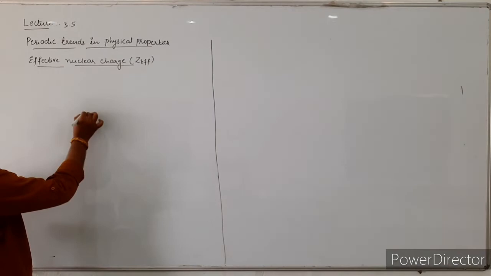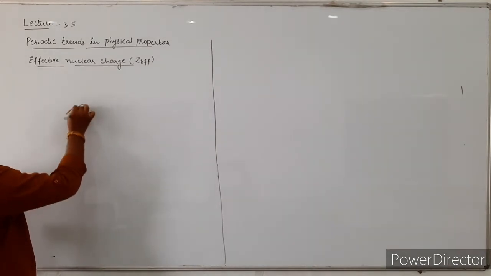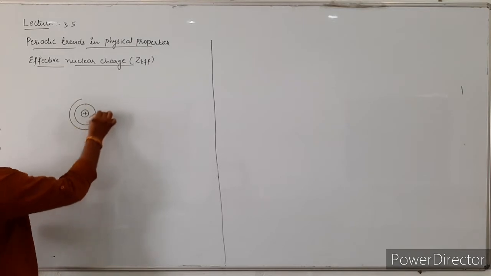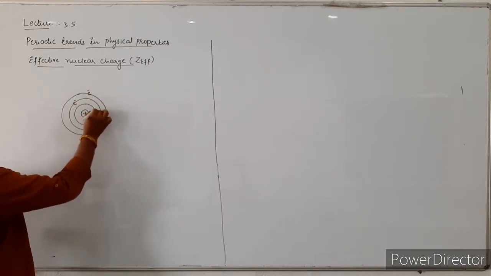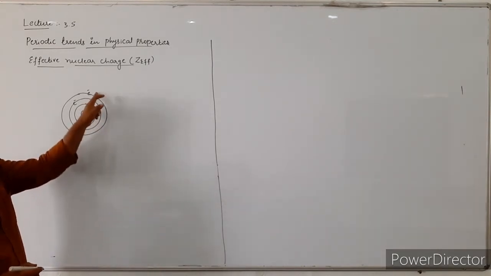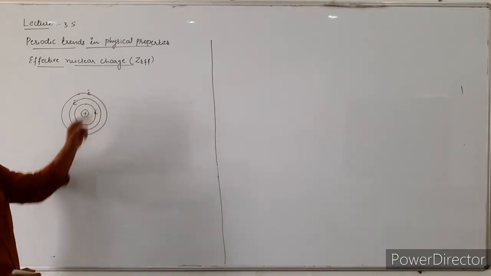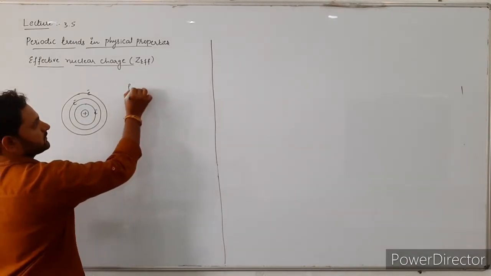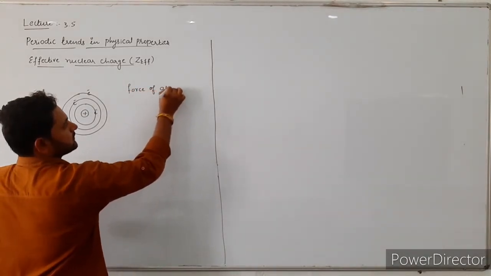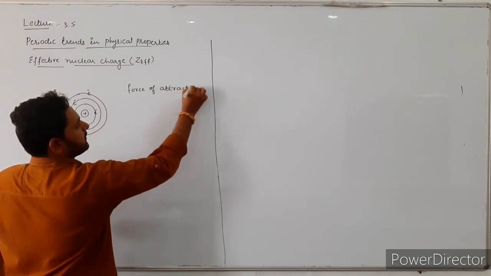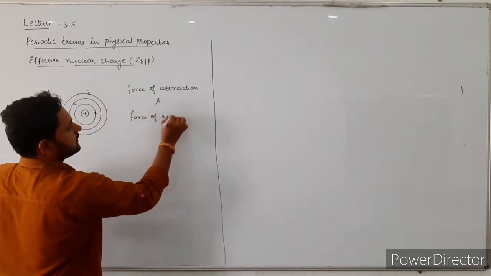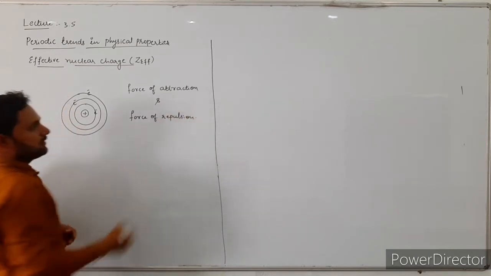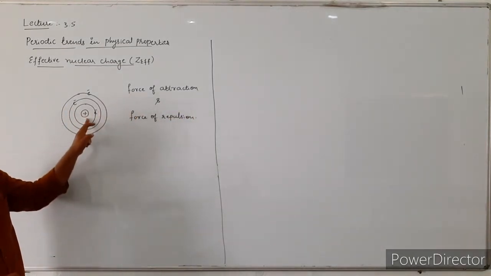In an atom, this is the nucleus, these are inner shells, this is the outermost shell, this is the outermost shell electron, and these are inner shell electrons. In an atom, the outermost shell electron is suffering from two forces. One is the force of attraction, and the other is the force of repulsion. The force of attraction is due to the nucleus.